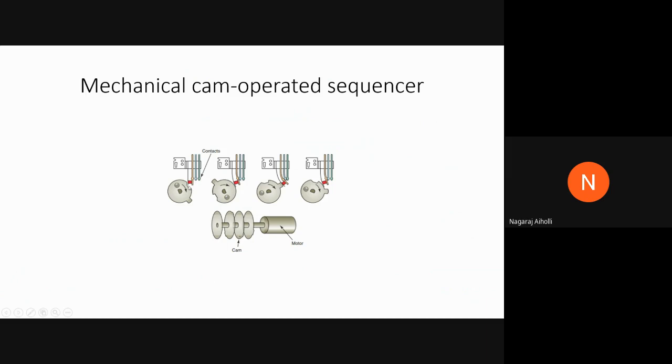Okay, so whenever the leaf contact comes in contact with the cam, there is a closing of the contacts. The contacts which are open initially become closed, and that is used to provide the output to the load. So this is how the mechanical cam operated sequencers operate. These are the devices which provide the sequence of operations. They are meant to provide the sequence of operations. So the sequencing is done using these cam operated mechanical sequencers.